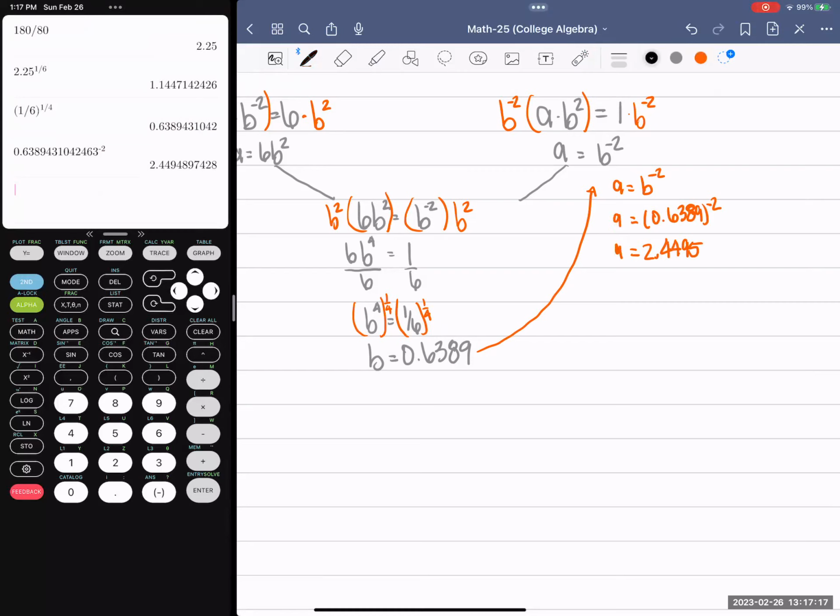Our equation originally was f(x) is equal to a times b raised to the power x. a we just found out was 2.4495, times b. Earlier we found b to be 0.6389, and we're raising that to the power x. And there you go.